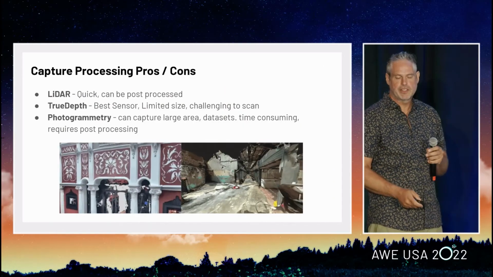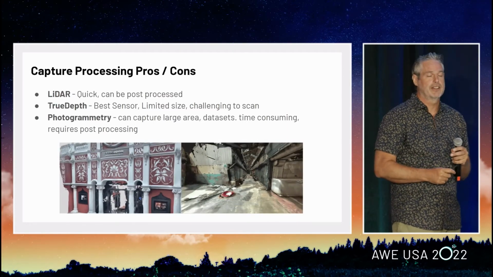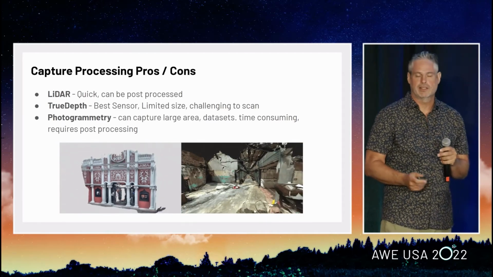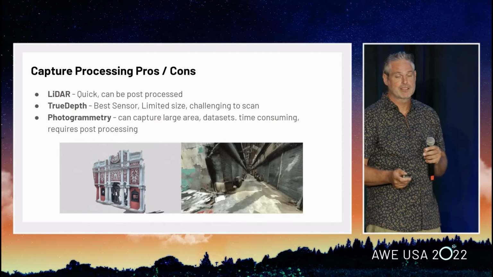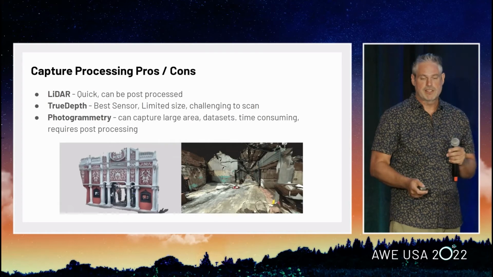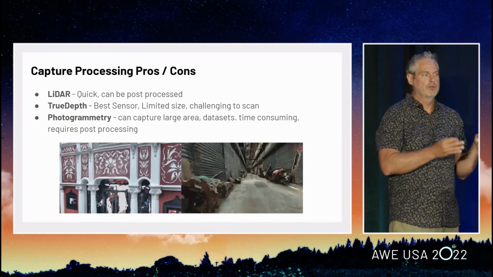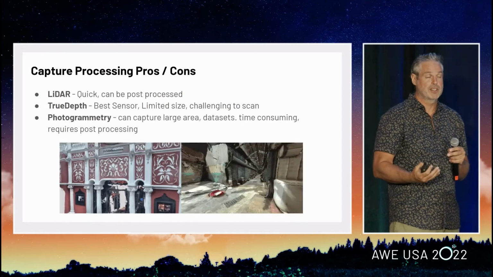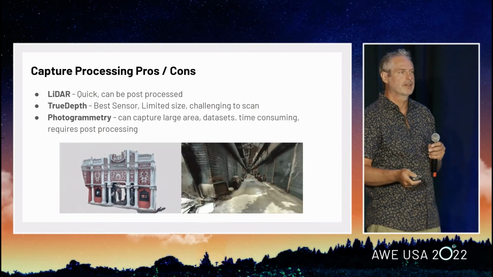So just a quick summary of the things I've been going over. LiDAR, it's quick, it can be post-processed, but you're not getting high fidelity images, so the post-processing will improve it a little bit. Now we're seeing things like machine learning helping out a lot, and I'll touch on that for a quick second later. TrueDepth is the best sensor on the phone, but it's limited in size and can be really challenging to scan. Photogrammetry is great for capturing large areas, but it's time consuming and requires post-processing, but this is changing very rapidly. The old photogrammetry pipelines didn't include depth in that information, but now Apple's released it, Pix4D's engine can handle depth, and now Capturing Reality, Epic's engine, handles depth maps as well.